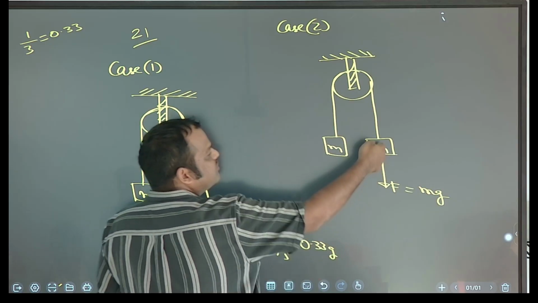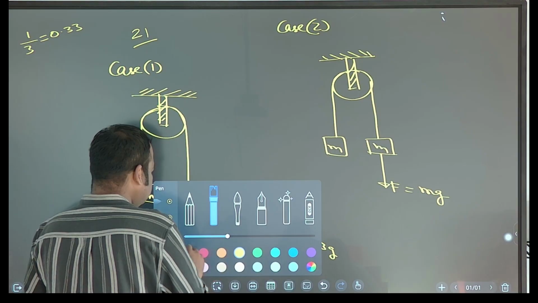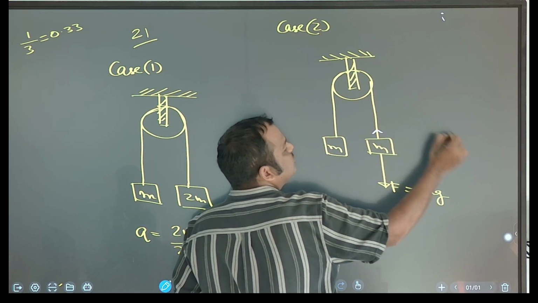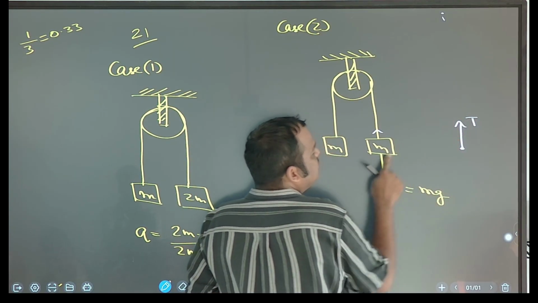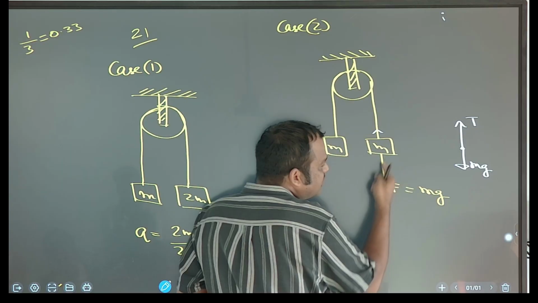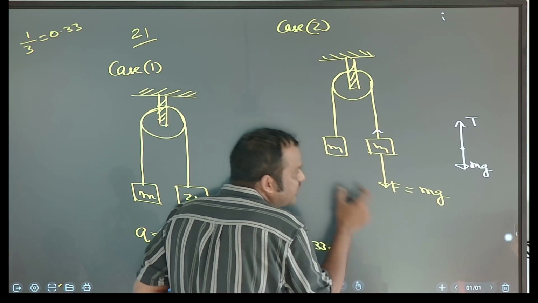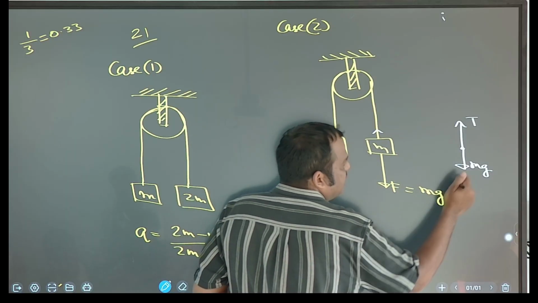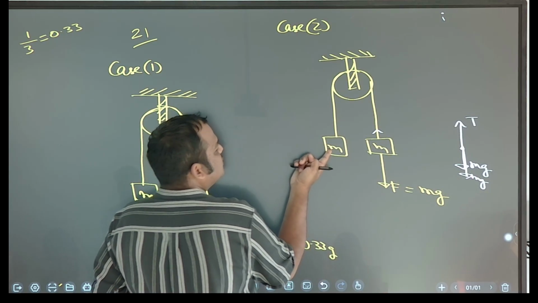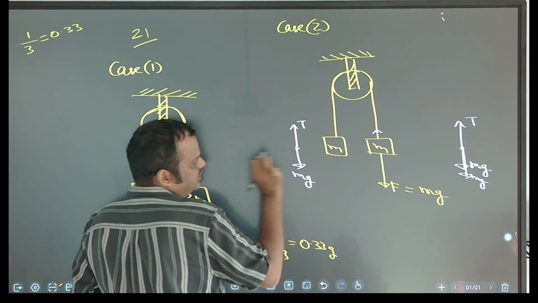Mg. Okay, so what is the free body diagram of this M? For this M, what tension is upward? Tension is upward and downward is mg, weight, and this force is also there. You are holding it and pulling it. Suppose I am holding it and pulling it down. So what force I am exerting? Mg. Okay, clear? Now free body diagram of this: upward tension, downward mg.